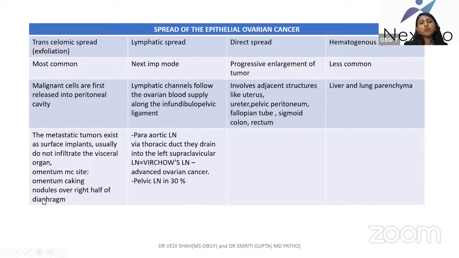Lastly, pelvic lymph nodes might also be affected, which includes the external iliac group of lymph nodes, internal iliac group of lymph nodes, and the obturator nodes, which may be seen in 30% of the cases. Next, we have the direct spread, which is the progressive enlargement of the tumor. It then goes and affects the adjacent structures inside the pelvis: the uterus, the ureter, as well as the urinary bladder and rectum. All these structures present inside the pelvis can get affected because of the direct spread. Lastly, we have the hematogenous route of spread. This is the least common mode of spread, wherein the liver and lung parenchyma or, rarely, the CNS can also get involved.